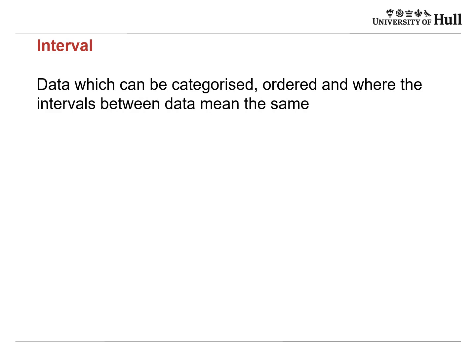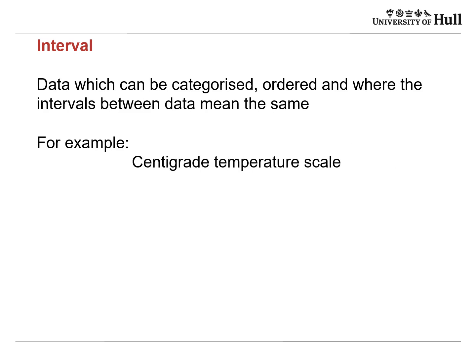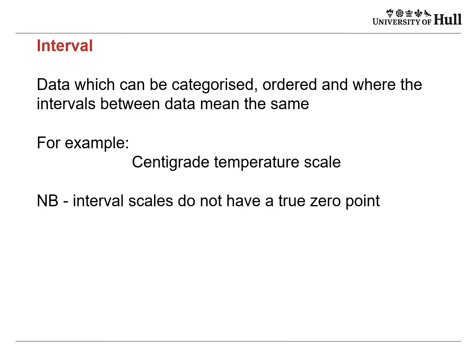Next, the interval level of measurement. These are data which can be categorized, ordered, and where the intervals between the data mean the same. The classic example here is the centigrade temperature scale. But interval scales do not have a true 0 point, so 0 on a centigrade measurement scale is an arbitrary 0. It just happens to be the temperature at which water freezes.